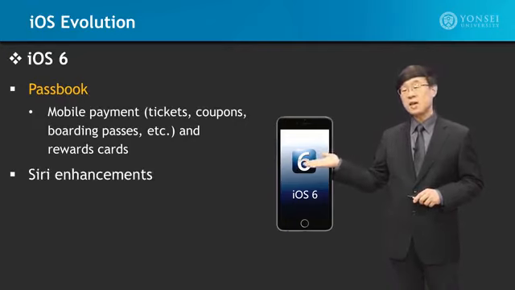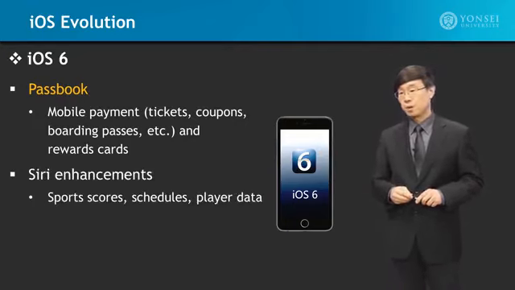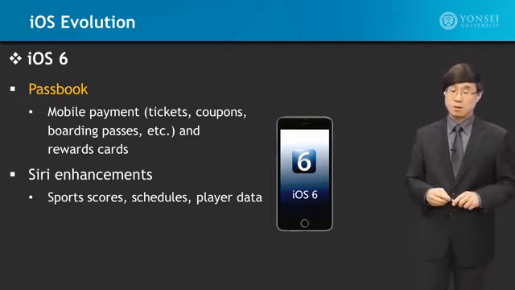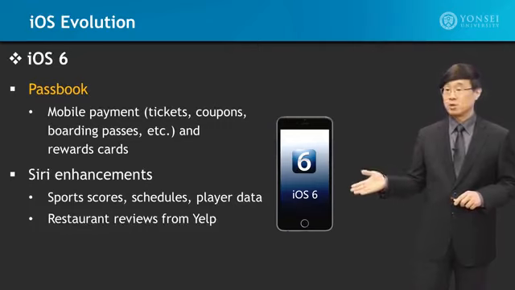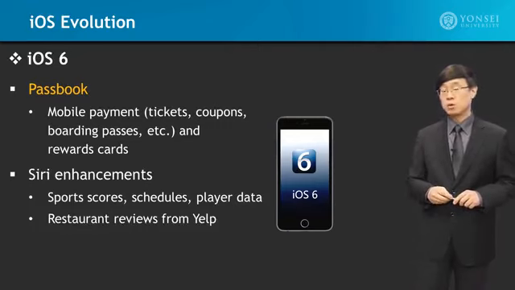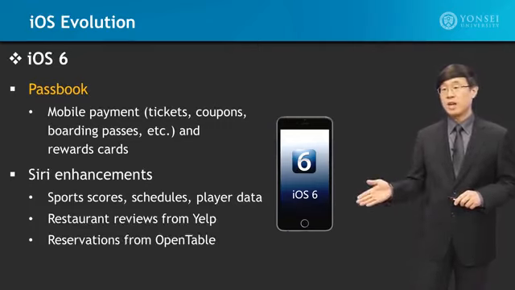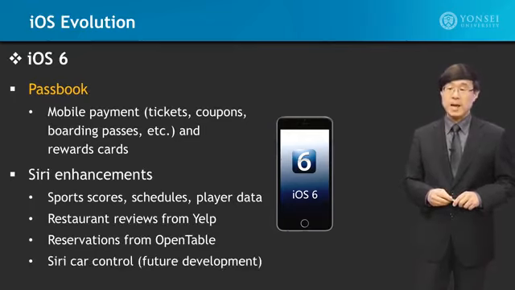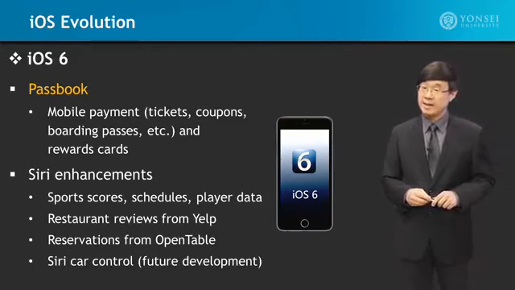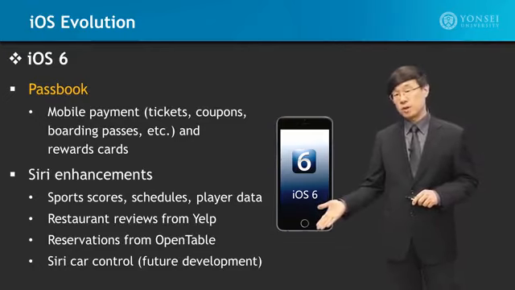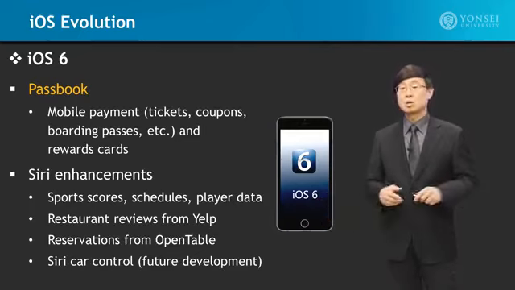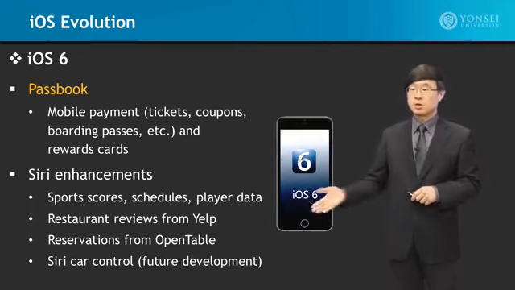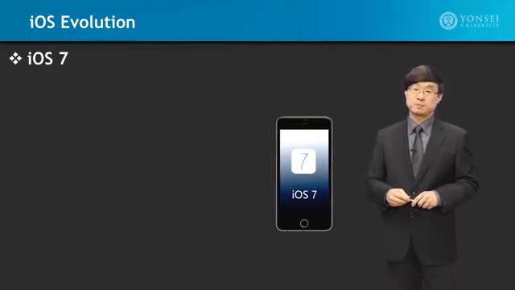In addition, Siri enhancements were added, where sports scores, schedules, and player data could be called upon. Restaurant reviews from Yelp were also available now, and reservations from OpenTable became available as well. And Siri Car Control was added. However, this was for future development, as Siri Car Control was not actually controlling a product at that time. So this was for future usage.